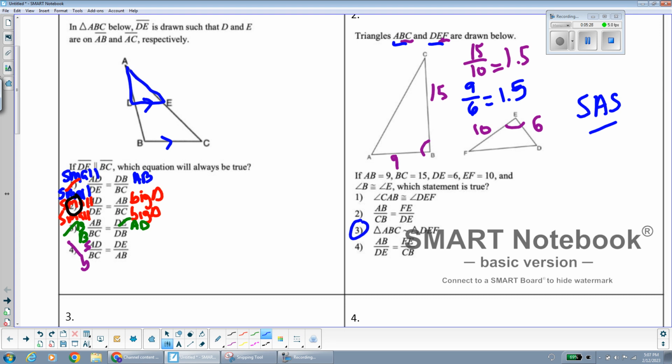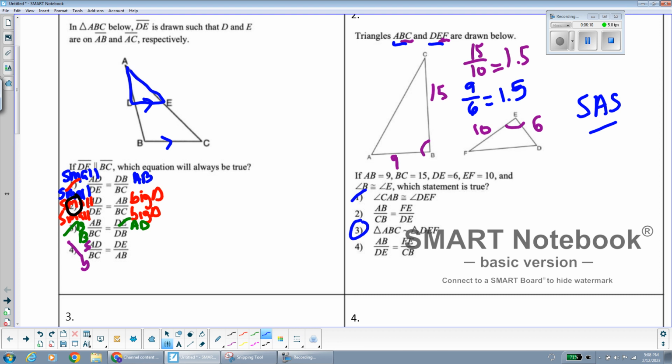I just want to take a look at the other answer choices and talk about why they are not necessarily true. So in number one, we don't know any information about angle CAB and angle DEF's relationship, and they're not corresponding angles to each other. If the triangles are similar, their corresponding angles are congruent. But angle CAB and angle DEF do not correspond. Angle CAB is the last, first, and second letters, so it should correspond to the last, first, and second letters, which is F, D, E. So this is not right.